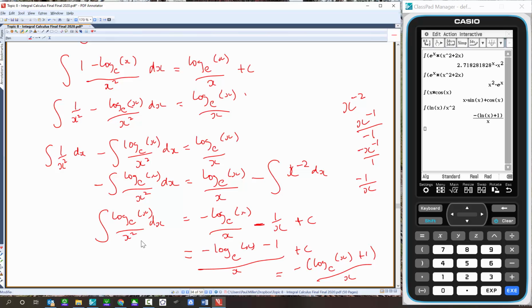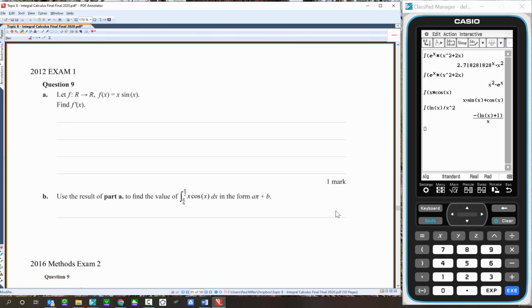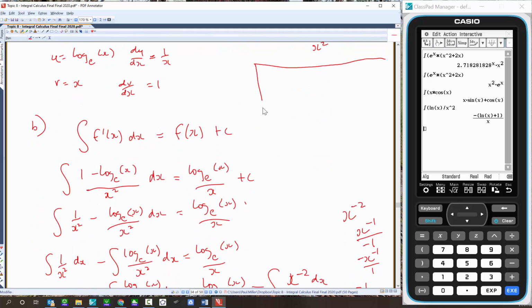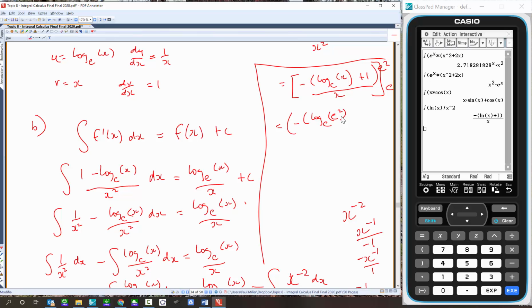All right, so now that we've got this integrating to this, what I can do is grab that and start to put those terminals in to evaluate it, to get the signed area between e squared and e. All right, so I'm just going to use this space up here. So I'm going to note that the integral is going to be negative log e x plus 1 over x between e squared and e. Right, let's chuck in e squared first. So I've got negative log e squared plus 1 over e, take away negative log e plus 1 over e.